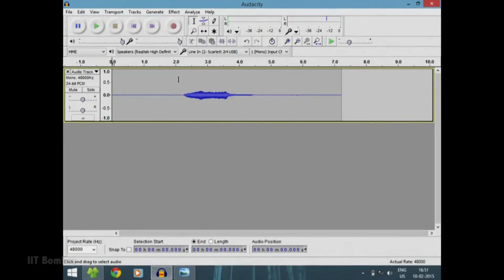Okay, so Chaitanya, you'll be playing which note? I will play the E note. Okay, so go ahead. So I'm going to record the E note right now. Here we have the waveform. Let's play it back again. Yeah. So now we will look at what just happened.